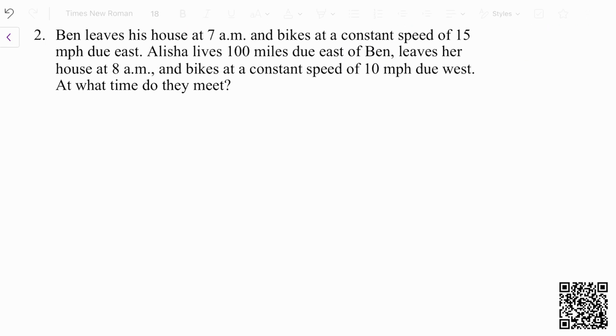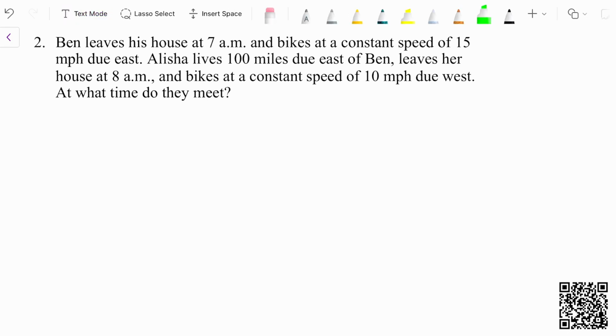Moving on to problem number 2, Ben leaves his house at 7 a.m. and bikes at a constant speed of 15 miles per hour due east. Alicia lives 100 miles due east of Ben, leaves her house at 8 a.m. and bikes at a constant speed of 10 miles per hour due west. At what time do they meet?